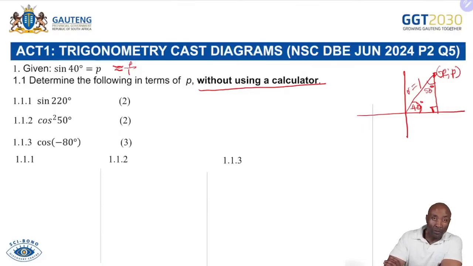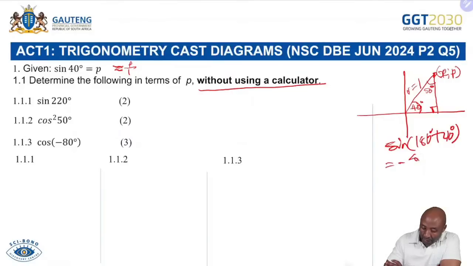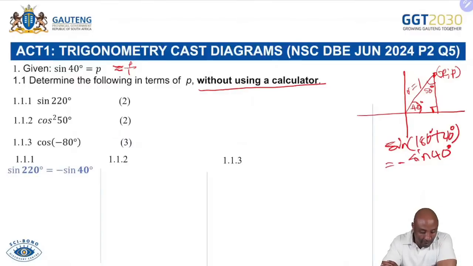Now, sine 220, we know that this one is in the third quadrant. It's 180 plus 40 to give us 220, and it is the reduction of sine of 180 degrees plus 40 degrees. And this will give us negative sine 40 degrees, which will give us our answer there as negative P. So you just do the reduction, you get your answer.